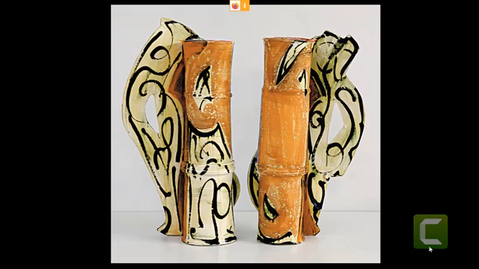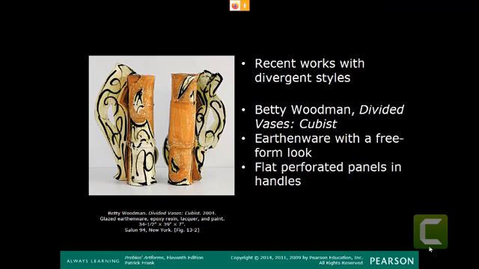And so if we take a look at these examples here, they look a lot like abstract paintings. Very expressive, abstract works of art here. And right away, it looks like a craft because it looks like a type of vessel that people are using to drink with. You could see a little bit of a handle on the side as well. Betty Woodman, Divided Vases, Cubist, 2004. And so this work here shows an example of earthenware.